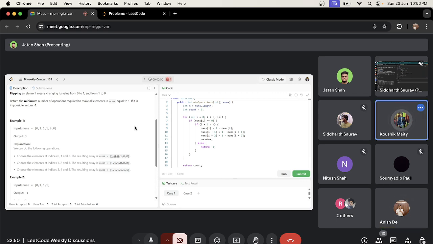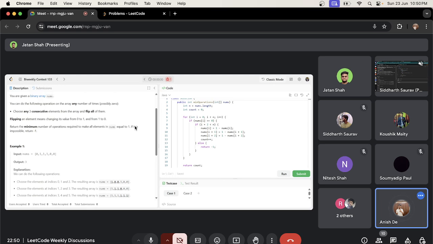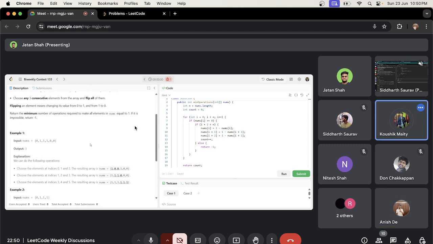right? So we have to only pick one element at a time? No, the question says that if you choose an index, you have to choose 3 consecutive indices. So if you choose 0, you will also have to choose 1 and 2 along with it, right? So if the first index has 0, the only option to choose 3 consecutive elements which includes index 0 is 0, 1 and 2, right? Make sense? So if the first element is 0, we will have to flip the first 3 elements no matter what.